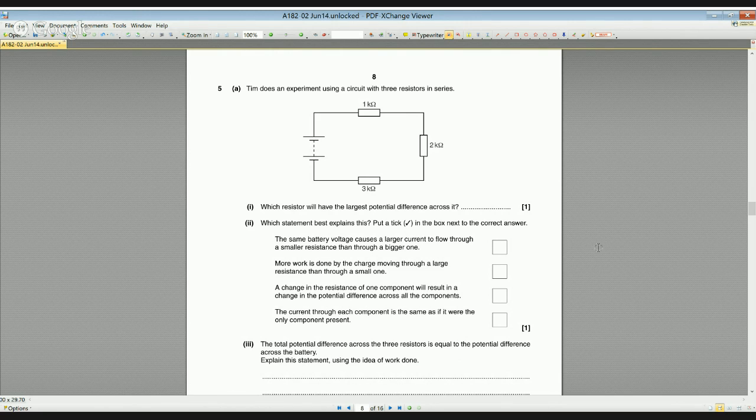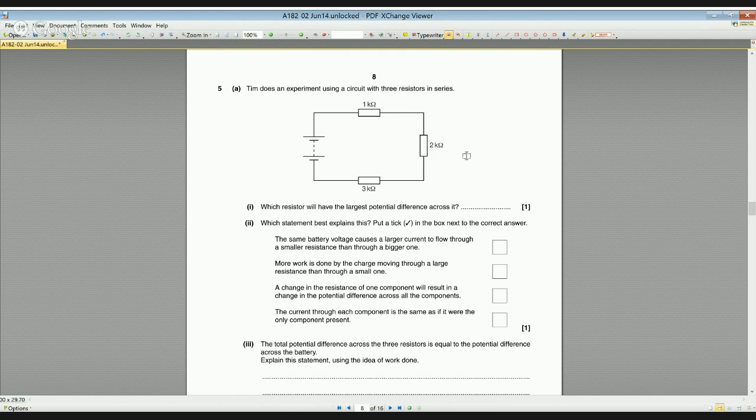Potential difference is the energy lost by each of the charges as it goes through a component. So each charge will have to give up more energy to get through a 1 kilo ohm component than it will to get through a 2 kilo ohm component, and even more energy to get through a 3 kilo ohm component. Because remember, resistance is when the electrons are colliding with the lattice of ions, the charged atoms in the metal. So if you have a higher resistance, you're going to get more collisions, and the electrons are going to give up more of their energy.